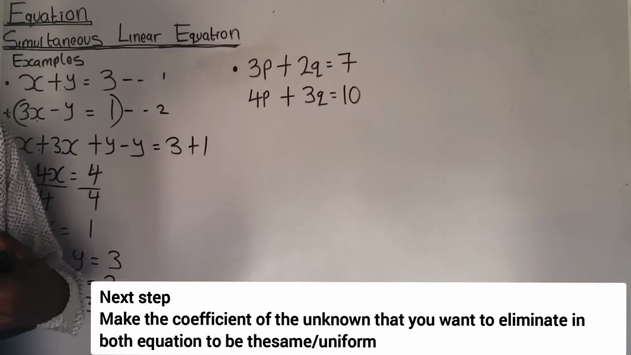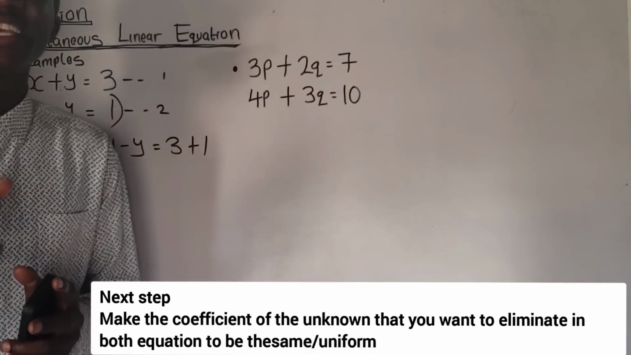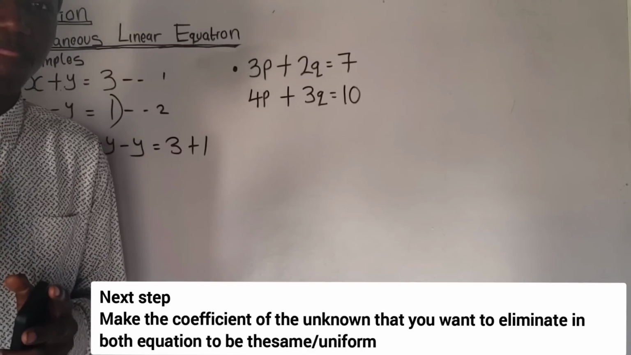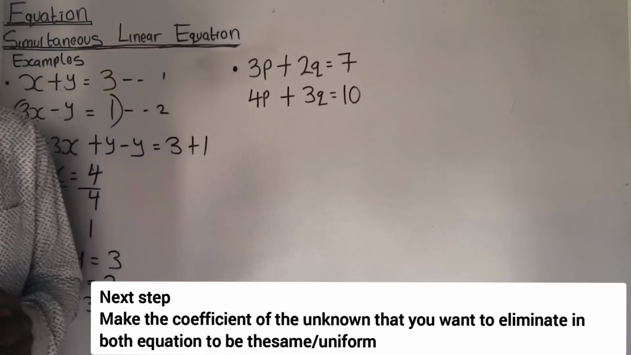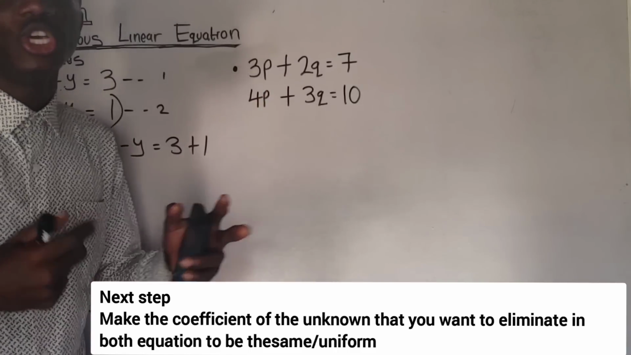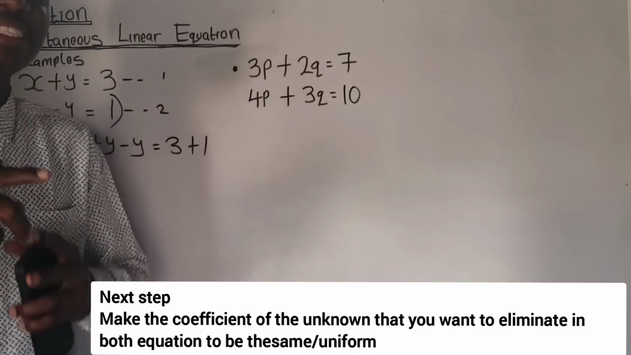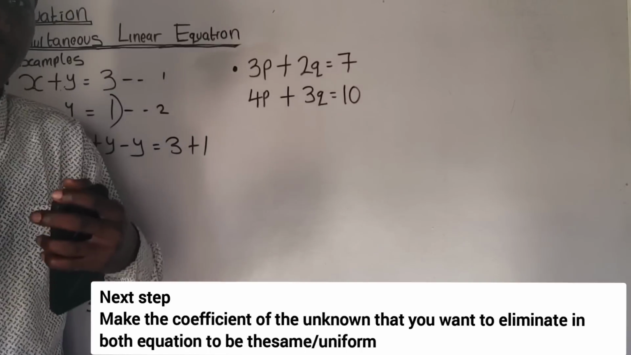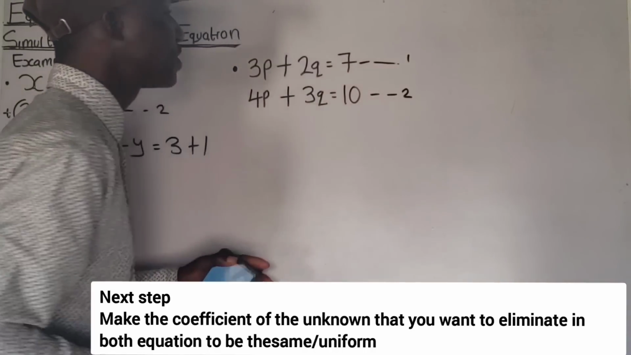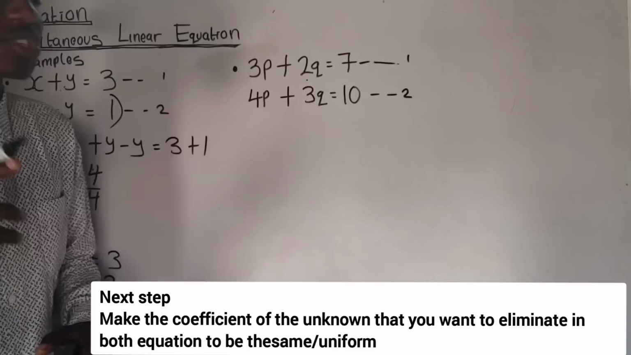Now, having known the unknown that you want to eliminate, the next step is that you have to make the coefficient of both unknowns to be the same. You understand? Please pay attention. Having known the unknown that you want to eliminate, in this case I'm eliminating q, you have to make the coefficient of the unknown that you want to eliminate in both equations to be the same. You understand? This is equation 1 and this is equation 2. The coefficient of q in equation 1 is what?